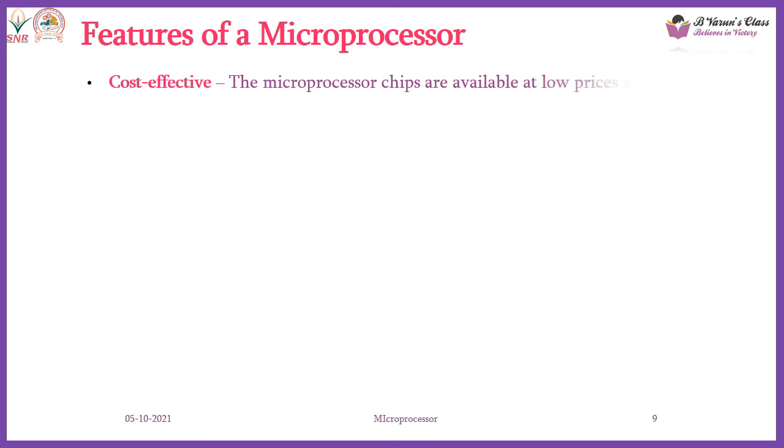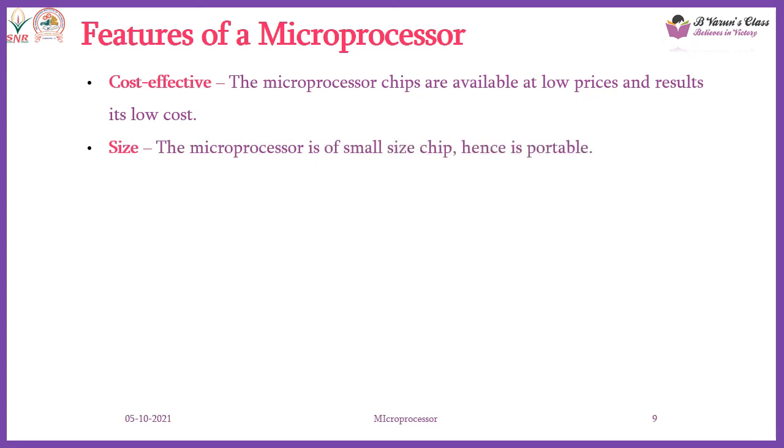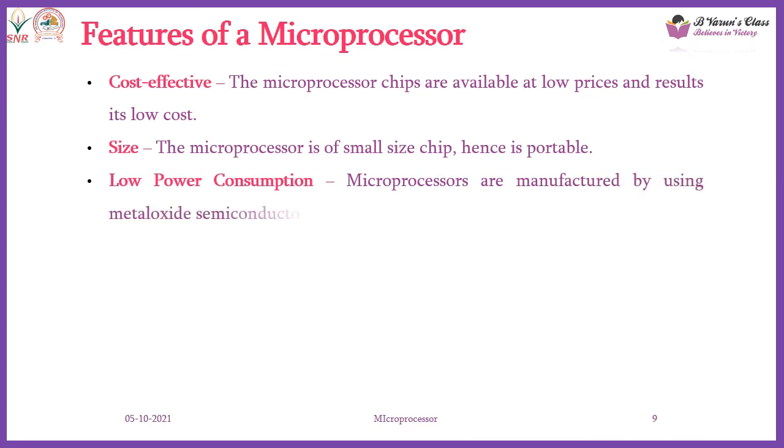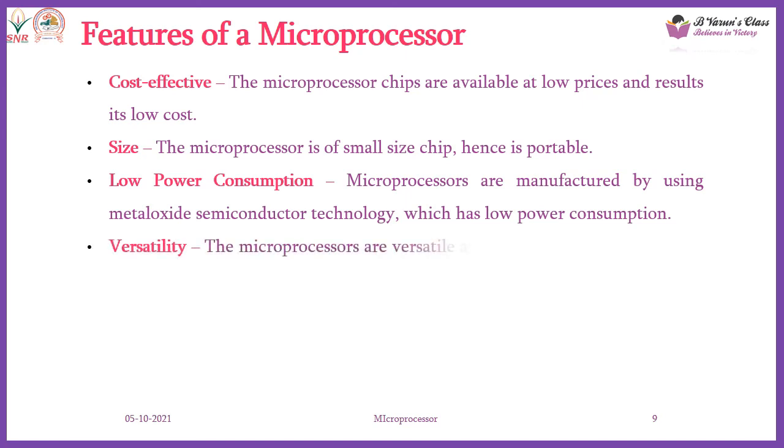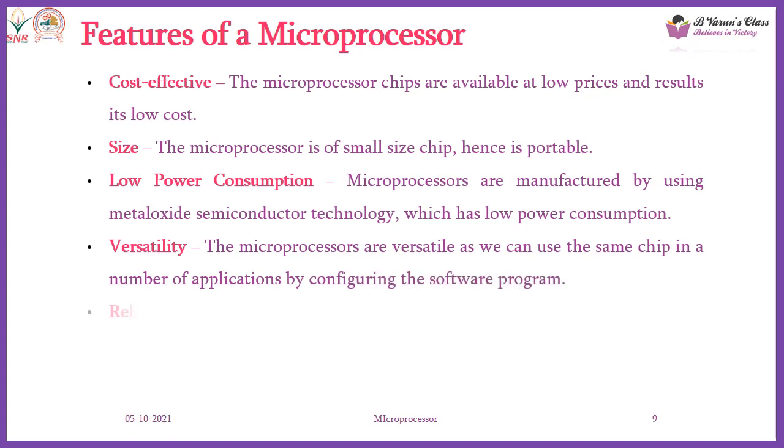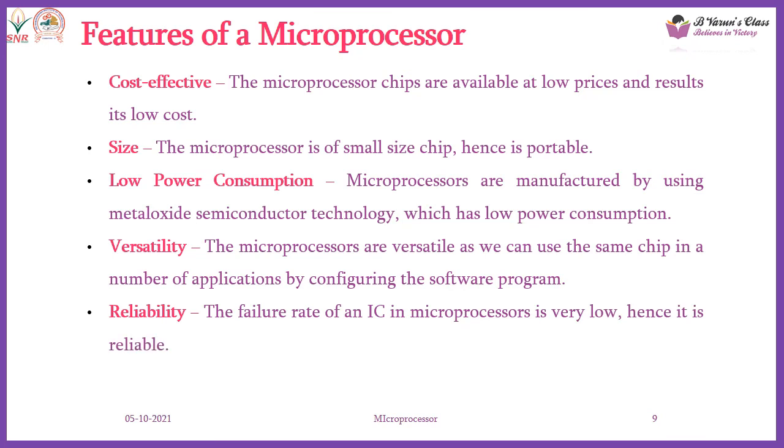Features: when you use a microprocessor compared to a computer, it is cost effective. The size of the microprocessor is very small. It consumes less power. For small kinds of operations, we can go for a microprocessor instead of using a computer. Versatility: it can be used in different domains. Reliable: the failure rate of ICs in a microprocessor is very low.